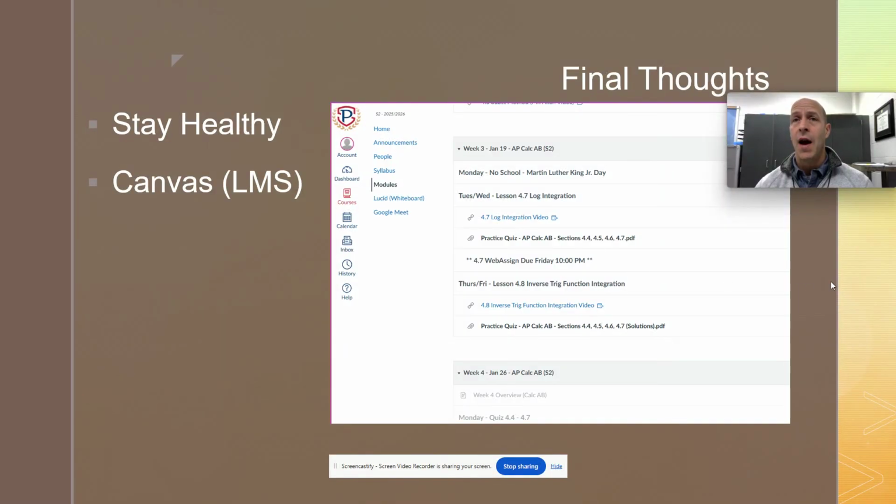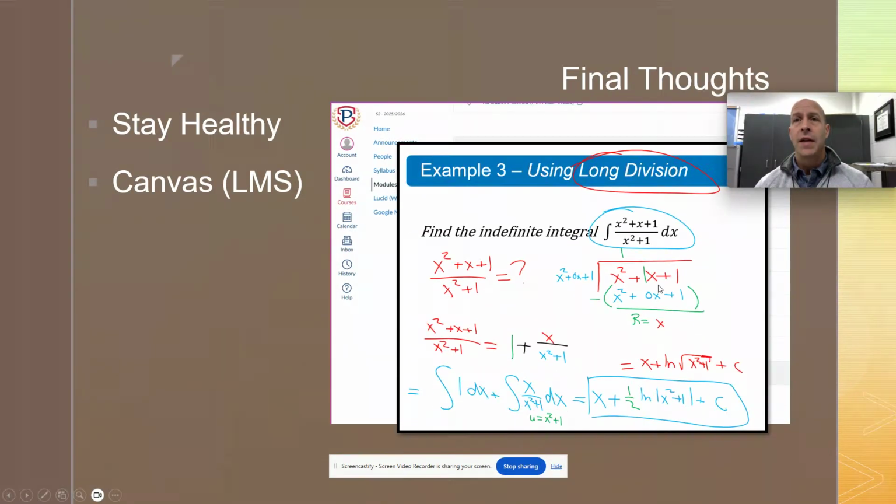They're going to come to class, and when they come to class, they're going to see the following. They're going to see notes. I'm going to try to explain what this whole log integration thing is, and here's an example which I'll work out in class and try to do my best to explain it in a way students can understand.